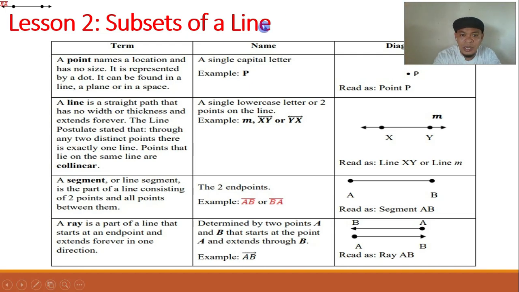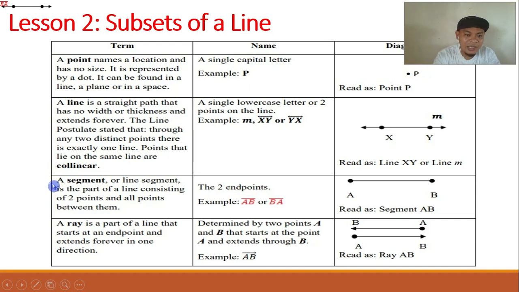So, we have here the name, second column: a single lowercase letter or 2 points on the line. We have an example. Ito, small letter, di ba? Lowercase na letter m. So, pwede natin itong ipangalan sa line. Or, we have our XY, line XY or line YX. So, we have here the diagram. This line is line m. And we have 2 distinct points, X and Y. So, we can name this line also as line XY or line YX. Di ba?